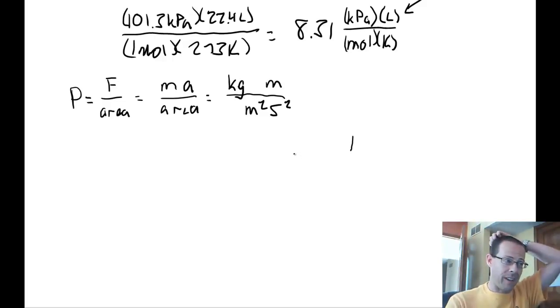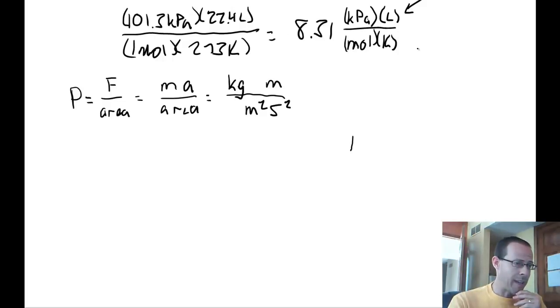Alright, so we have something kind of like that. So that's really our unit for pressure. Kilograms meters over meters squared second squared. Typically we're not going to do it like that because our meters cancel, so we really have kilograms over meters second squared. Alright, so that is pressure. And what we do, we multiply that by our volume.